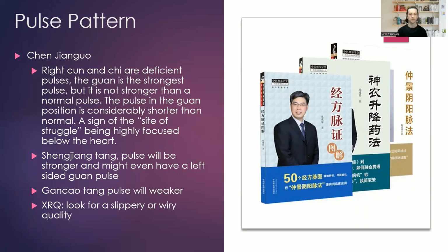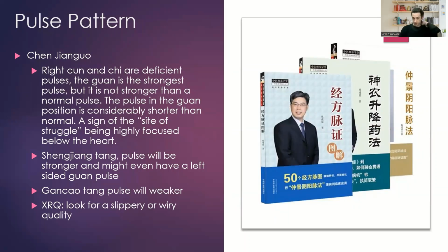Now, in terms of the other two Xiexin Tang formulas, the big three, there are other Xiexin Tang formulas. For Shengjiang Tang, the pulse will be stronger and might have even a left-sided guan pulse. That's important. A strong left-sided guan pulse, which would be for Shengjiang, right? That's what we want to see.